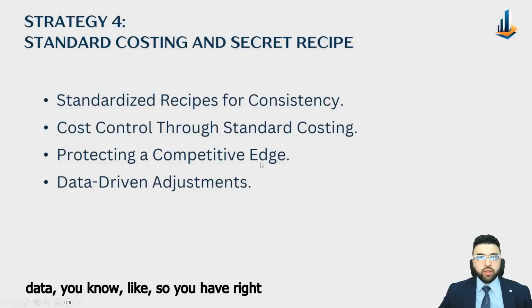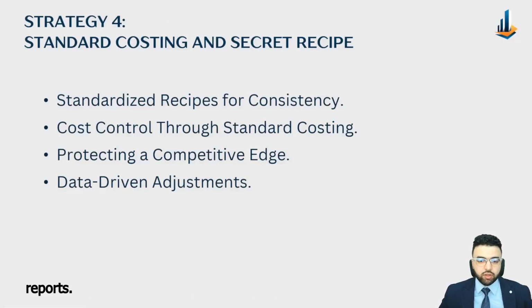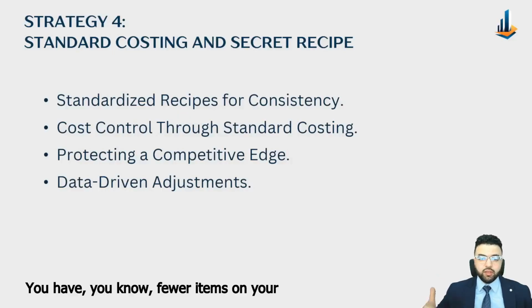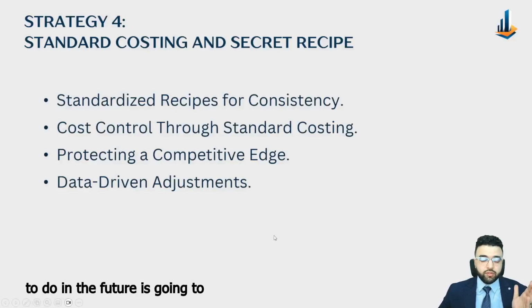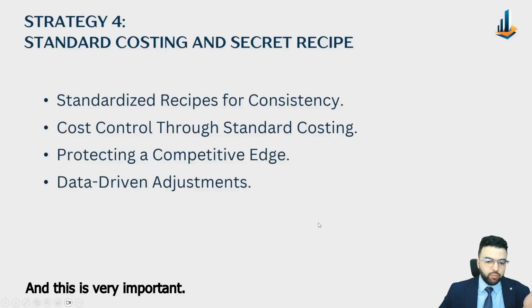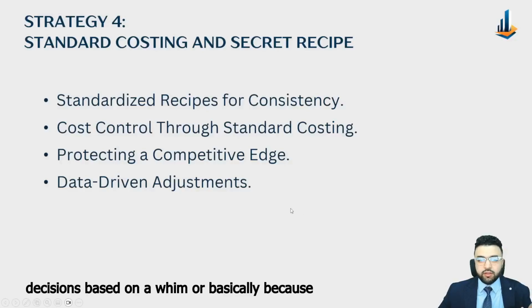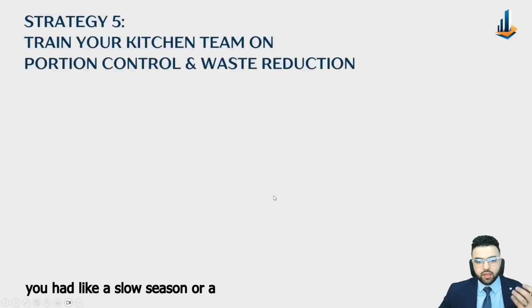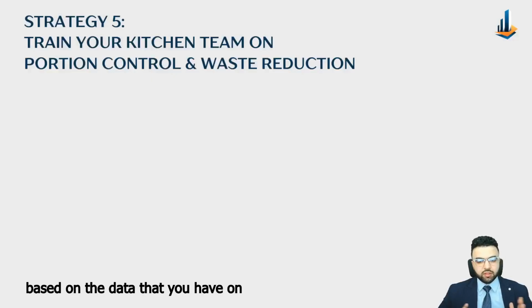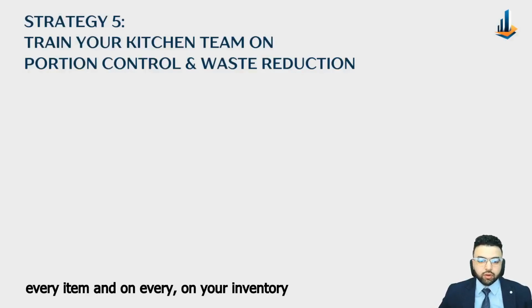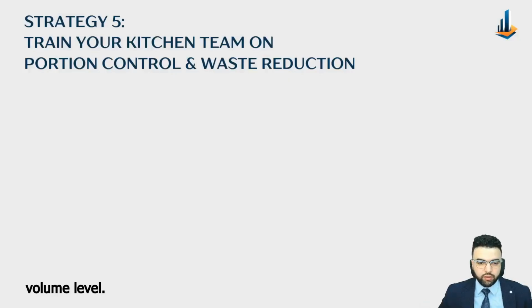So you now have a system in place that generates certain reports. You have a physical count happening. You have fewer items on your menu for better control. So now any adjustment that you're going to do in the future is going to be data driven. And this is very important. You're not going to make your decisions based on a whim or because you had a slow season or a slow weekend. No, you will be able to do it based on the data that you have on every item and on your inventory volume level.